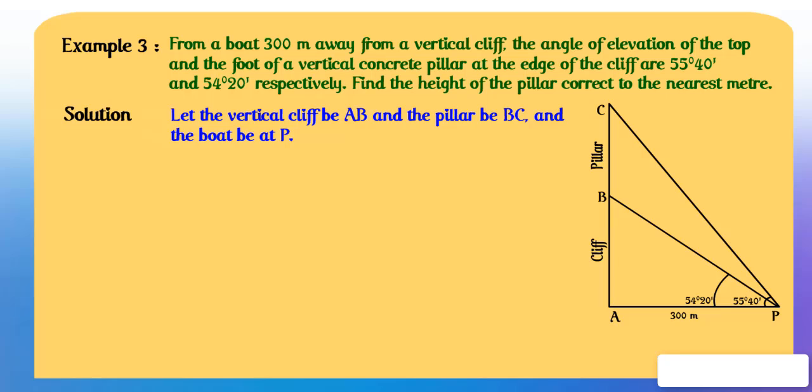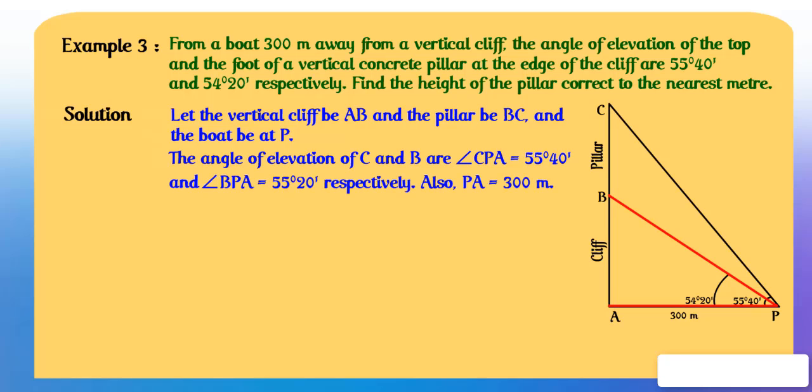Let's solve this. Let the vertical cliff be AB and the pillar be BC and the point be at P. The angle of elevation of C and B are angle CPA equal to 55 degrees 40 minutes and angle BPA is equal to 54 degrees 20 minutes respectively. Also, PA is equal to 300 meters.